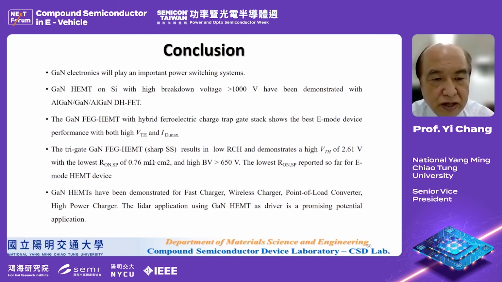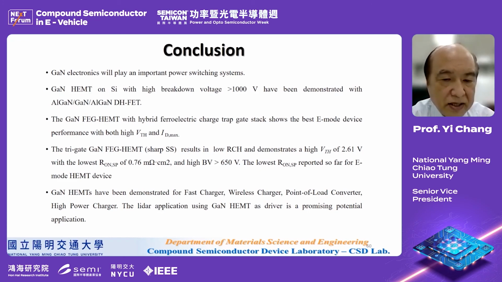And we have also demonstrated a tri-gate ferroelectric HEMT, which has a low channel resistance and demonstrates a threshold voltage of 2.61 and breakdown more than 650 volt. This is the lowest on-channel resistance reported so far for E-mode devices.